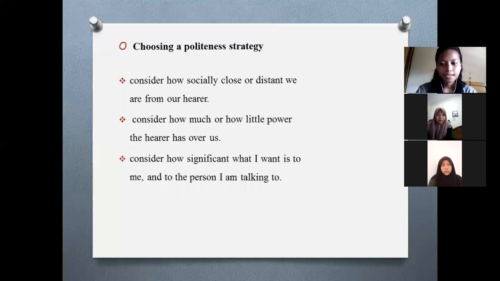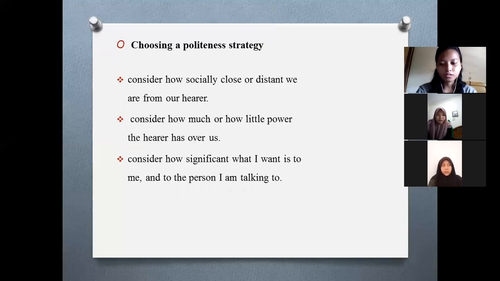Okay. The next slide is about choosing a politeness strategy. We draw on a number of considerations when we decide on a choice of politeness strategy. First, consider how socially close or distant we are from our hearer. For example, are we close friends? Is the hearer older than us? Or are we social equals?